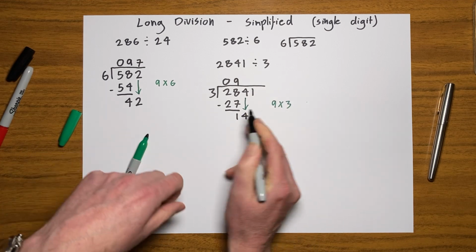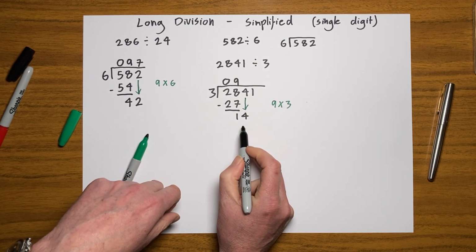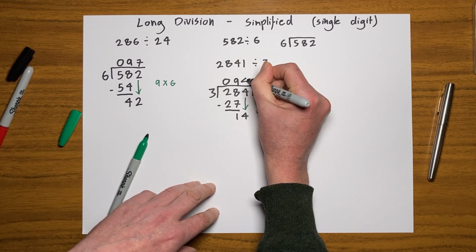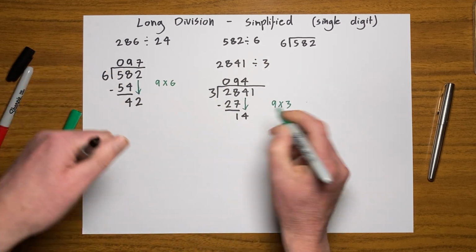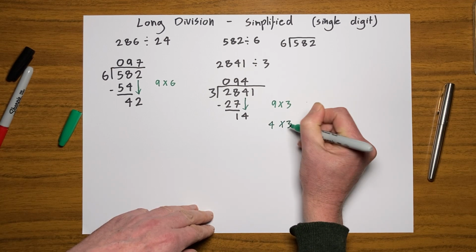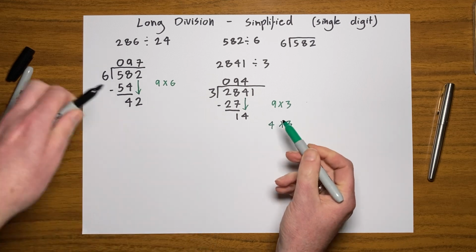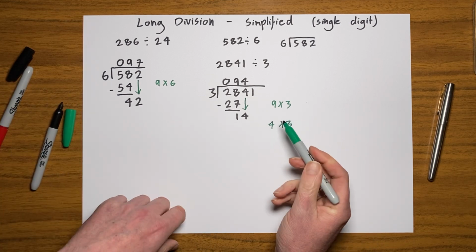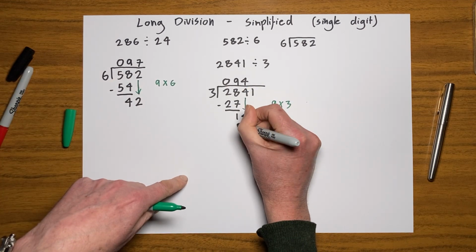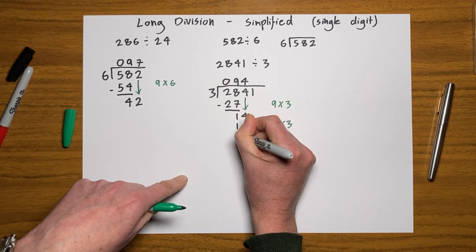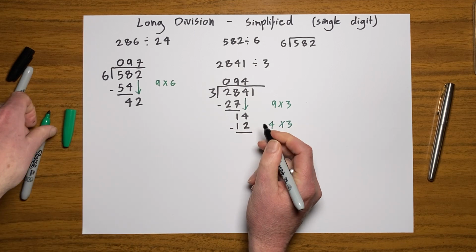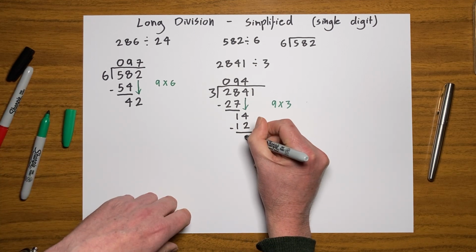And I say to myself, how many 3s are there in 14? Well, I know that 4 3s make 12, so I'll put 4 up here. And I'm going to write here 4 times 3. Once you get used to it, you don't need to write these, but I'm putting them down to show you. So 4 3s are 12, and I write that in. Again, put a line under it. Take 12 away from 14 to see what's left over, and it is of course 2.